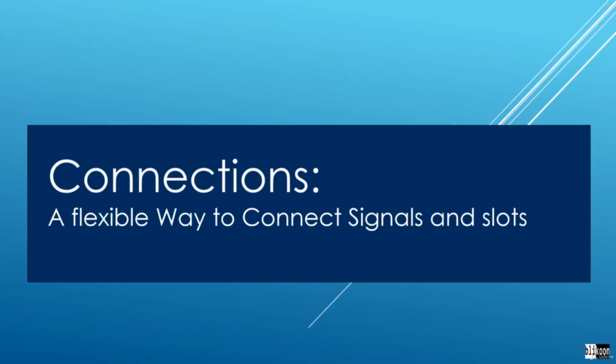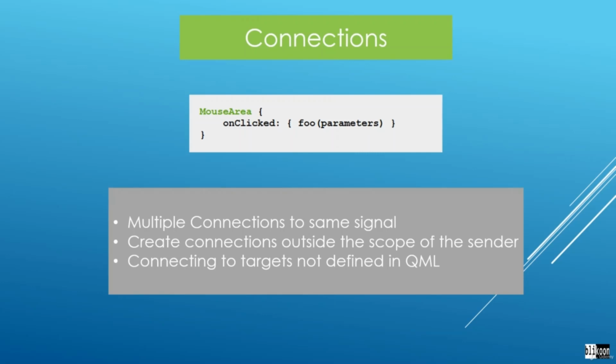In this lecture, we're going to look at the connections QML element, an element that allows us to pass signals back and forth between QML elements in a rather flexible way. Here we have a mouse area. Inside we have an onClicked signal handler, and inside we are doing something. A problem arises if we want to do more complex stuff. What if we want to respond on this signal handler in multiple places? The connections element allows us to do that.